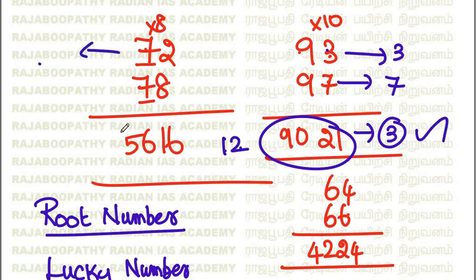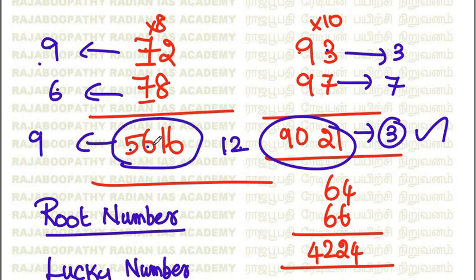Now, verify this. Whether this multiplication is correct, verify. You yourself verify. 7 plus 2, 9. This is 7 plus 8, 15. 15 means 6. 9 into 6, 54. 54 means 9. Whether this is 9 or not, verify. 11, 12, 18. 18 means 9. Therefore, correct.